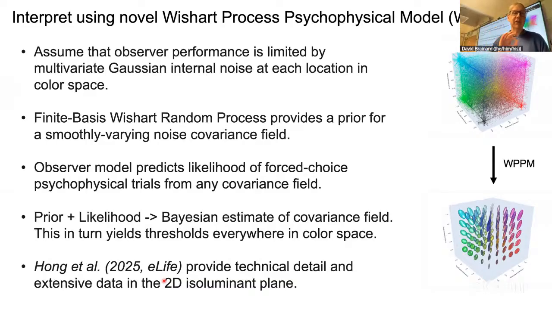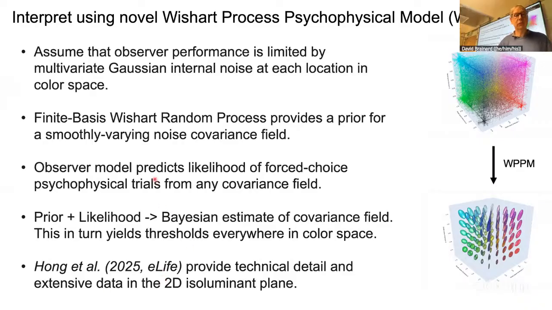So first thing is something called a finite basis Wishart random process, which is basically a prior over fields of covariance matrices. So at every point in the monitor cube, we assume that the observer's performance is limited by multivariate random Gaussian noise, an idea that you're probably familiar with from the theory of signal detection in one-dimensional spaces. Internal noise is driving thresholds. In color, that noise has to be 3-dimensional, and we're going to have a covariance matrix, which will be, therefore, an ellipsoidal isoprobability contour, and we're going to try to figure out what noise explains the data best.